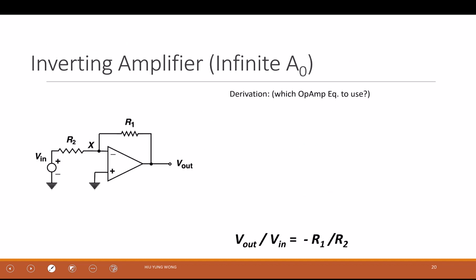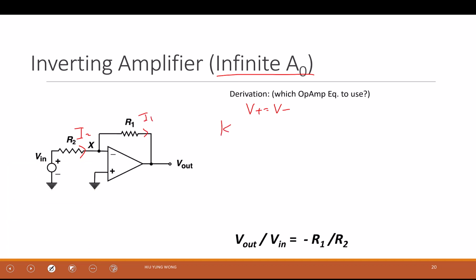Okay, now let's look at the inverting amplifier. This one is much easier. Now I assume the gain is infinity. So which equation should I use? Now you should be very familiar with this, right? V plus equals V minus. And then we use KCL and KVL. Let's use KCL. Let me call this I2, and let me call this I1.